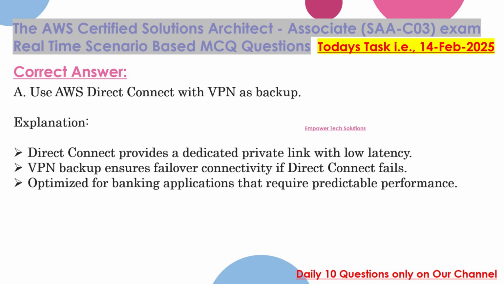Explanation: Direct Connect provides a dedicated private link with low latency. VPN backup ensures failover connectivity if Direct Connect fails. Optimized for banking applications that require predictable performance.